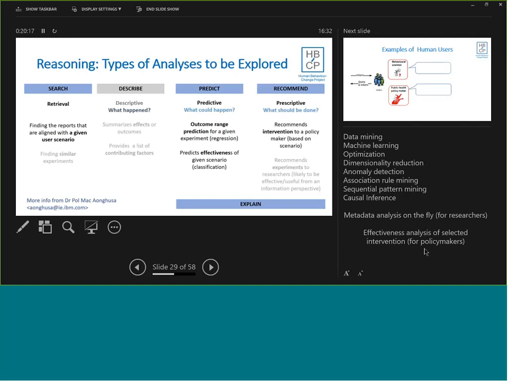Now, the bottom left-hand side of this slide has the name and the email address of our IBM collaborator who's heading the computer science work. So anybody can follow up with him.